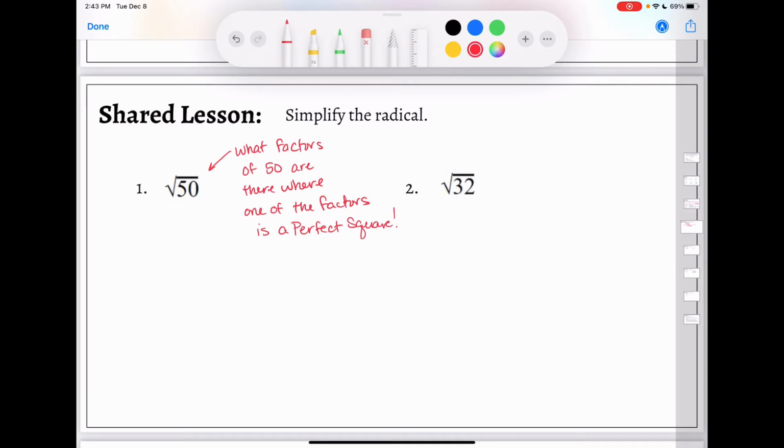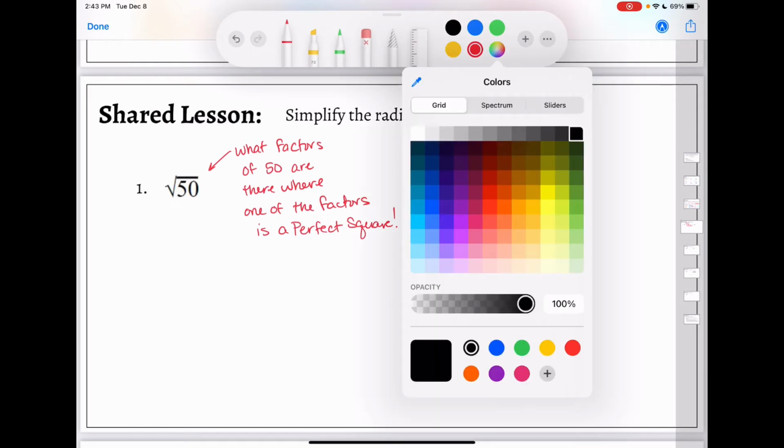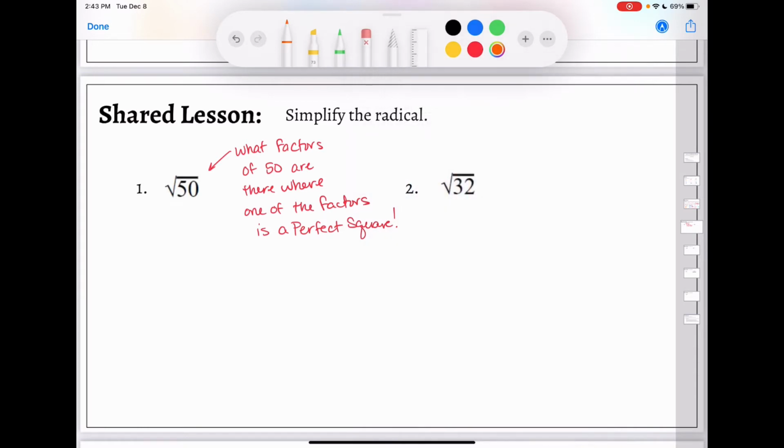Okay, so think of the factors of 50. The factors are numbers that multiply together to give you 50. So you might think 5 and 10. Those are both factors of 50, but neither 5 nor 10 are perfect squares, so that's not really what I'm looking for. Another set of factors of 50 would be 25 and 2. Okay, so I'm going to break this 50 into factors. Now, I like to represent this with a factor tree. It just means that the two things multiplied together give you 50.